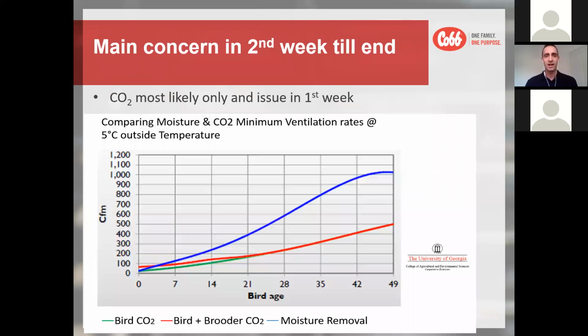Okay, so that carbon dioxide is most likely only going to be your issue in the first week in terms of determining how much you need to ventilate for minimum ventilation. Thereafter, we can see that minimum ventilation is going to be determined by moisture removal. The red line and the green line, that's carbon dioxide, and it's a little bit higher than the blue line in the first few days. But after the first week, you can see how moisture removal becomes the driving force to making sure that you've got good minimum ventilation.